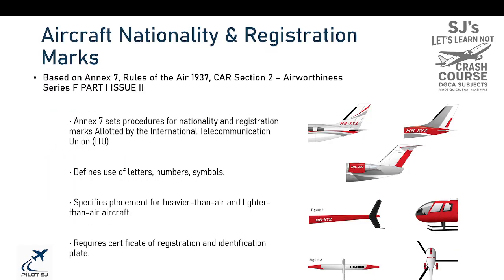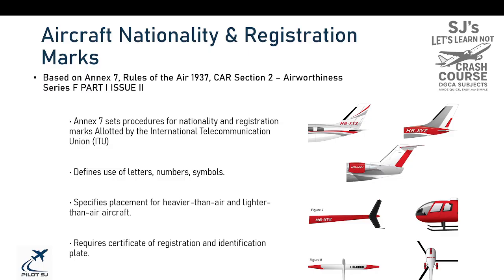This topic is based on Annex 7, the Rules of the Air 1937, and CAR Section 2, Airworthiness Series F Part 1, Issue 2. So these documents, as said earlier, define how every aircraft in the world receives its nationality and registration marks. And what Annex 7 explains is how nationality and registration marks are allotted, how letters, numbers, and symbols can be used, and where the marks must be placed. And an organization known as the ITU allots registration marks.